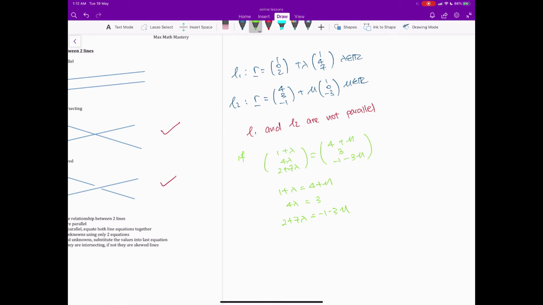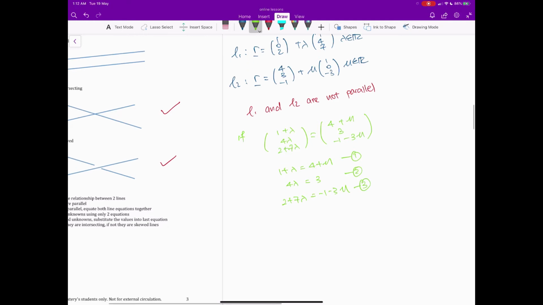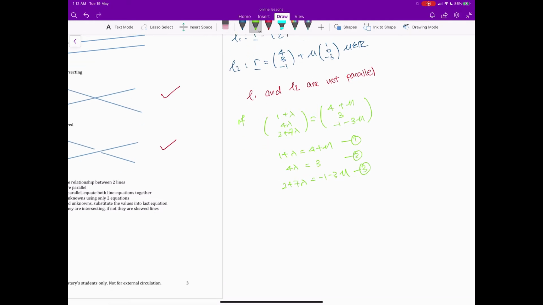So what I can do is use two of the equations out of these three to solve for λ and μ. I can use 1 and 3, I can use 1 and 2, I can use 2 and 3 as well. It doesn't really matter. Over here, since equation 2 is quite straightforward, I'm going to use 2, and pair it together with 1. I can use 3 as well, it doesn't matter.